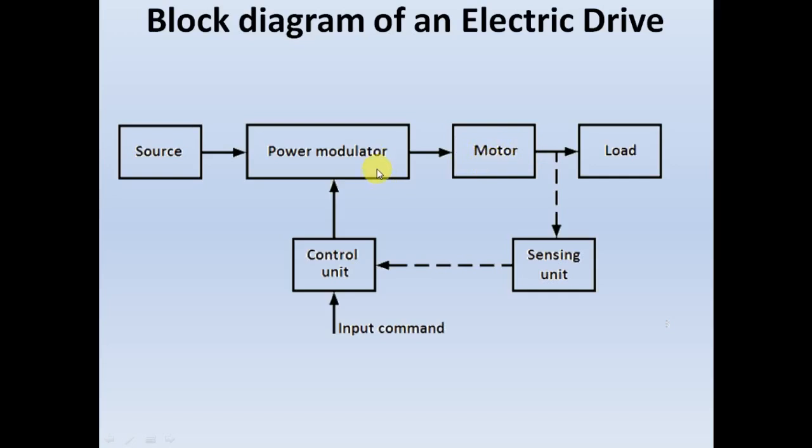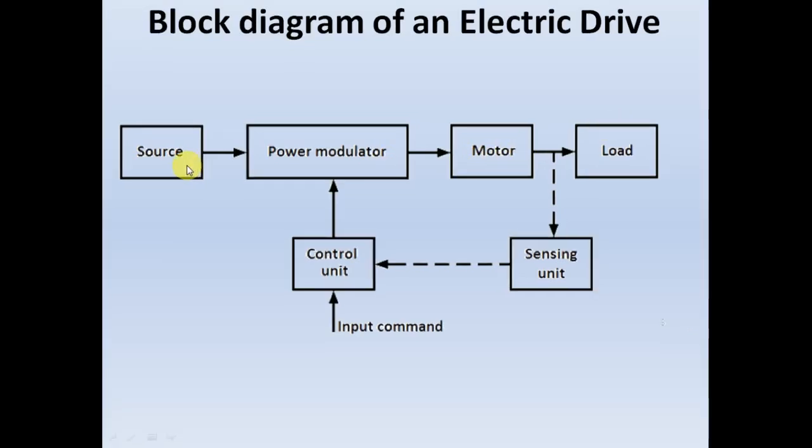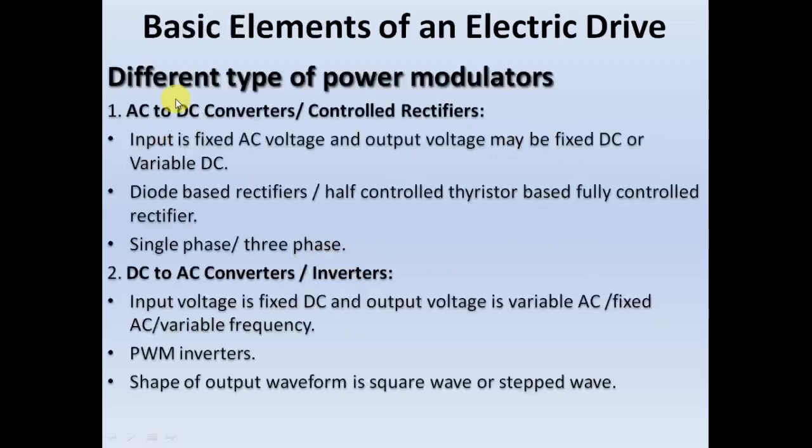Another major purpose of the power modulator is to convert the energy into the suitable form required for the motor. Depending upon the source and the type of motor being used, these power modulators are classified into various types. The different types of power modulators are explained here. You have studied about them in detail in the power electronics course. The first type of power modulator is AC to DC converters. They are actually controlled rectifiers.